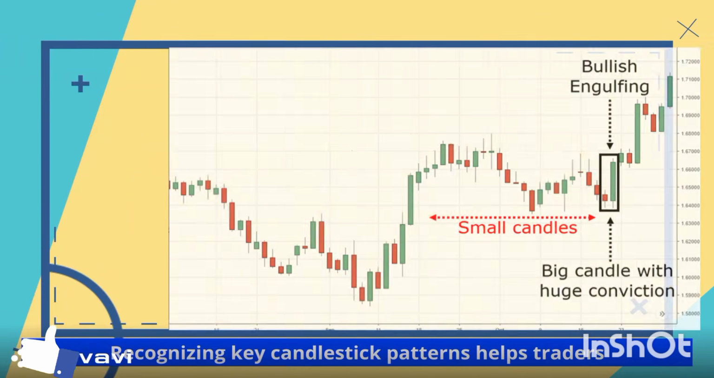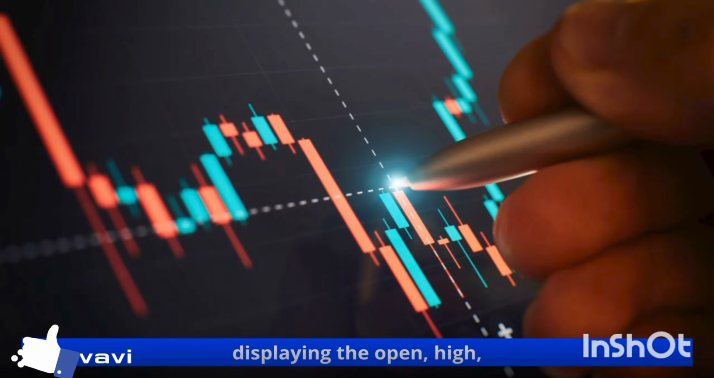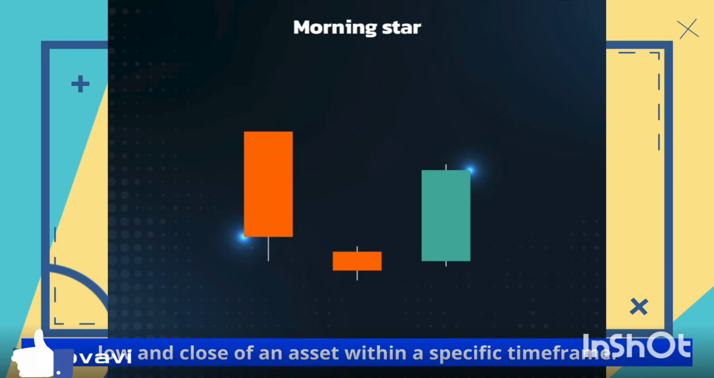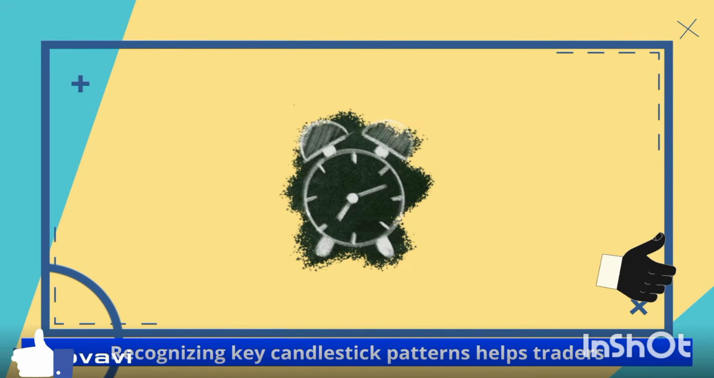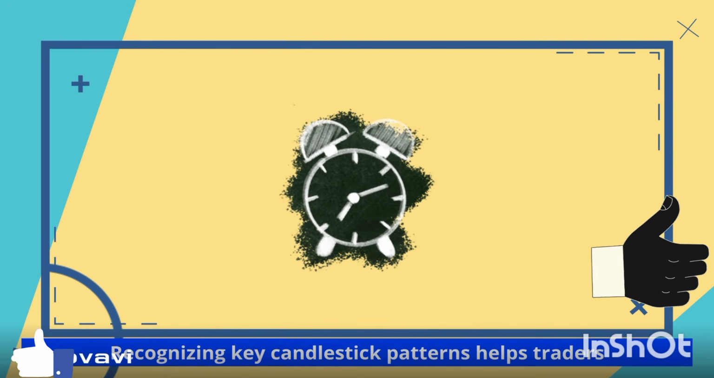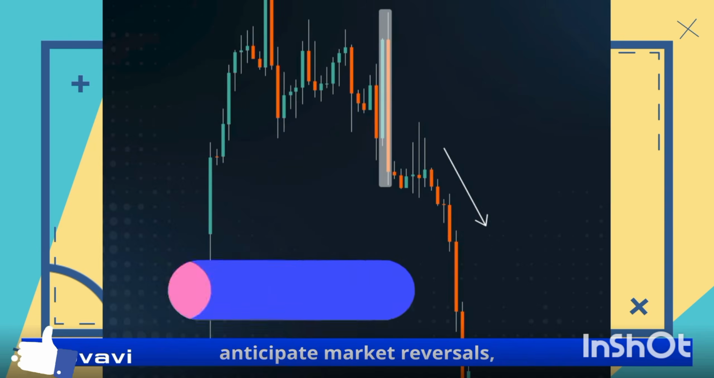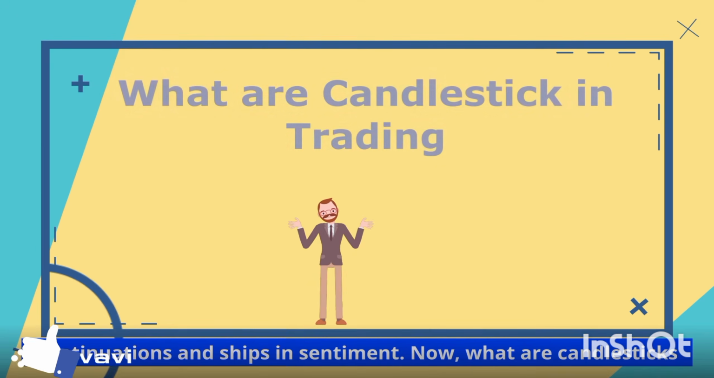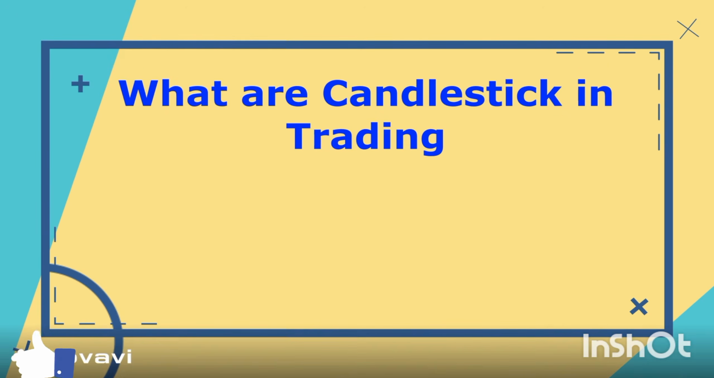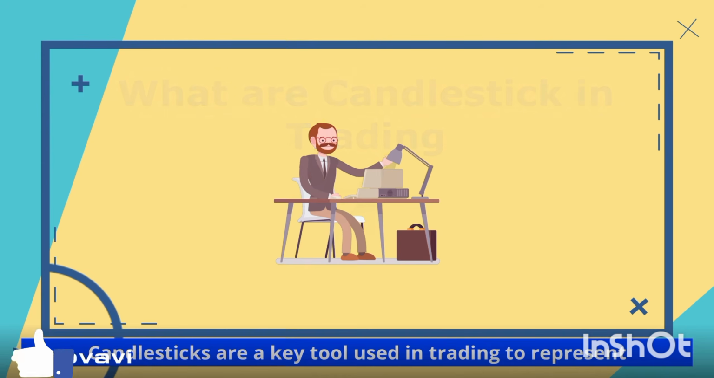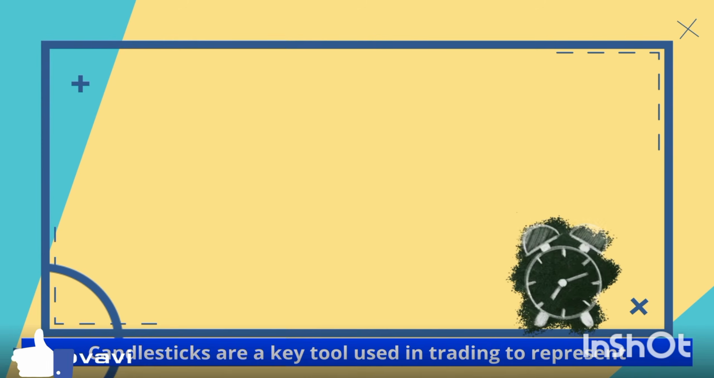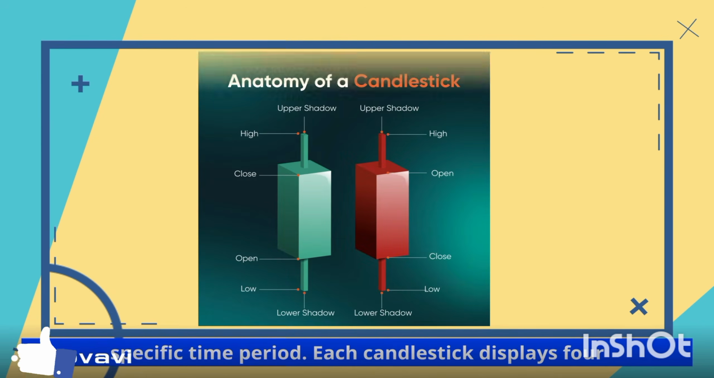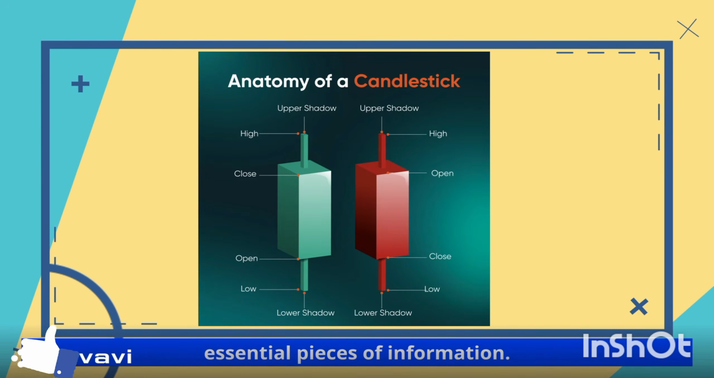Candlestick charts visually represent price action by displaying the open, high, low and close of an asset within a specific time frame. Recognizing key candlestick patterns helps traders anticipate market reversals, continuations and shifts in sentiment. Now, what are candlesticks in trading? Candlesticks are a key tool used in trading to represent price movements of an asset over a specific time period. Each candlestick displays four essential pieces of information.